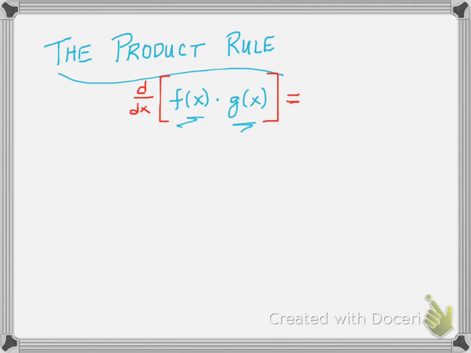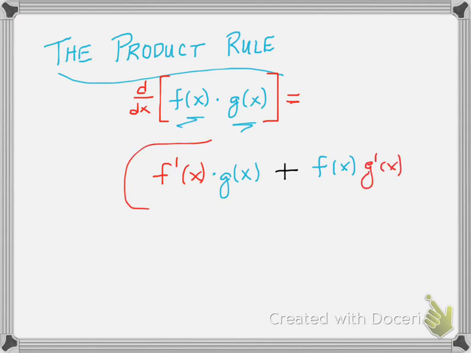You'll take the derivative, let's say, of f, and you'll multiply that times g, not the derivative of g, just regular old g. And then to that, we will add, and we'll kind of flip it up here, f of x, right, but this time times the derivative of g.